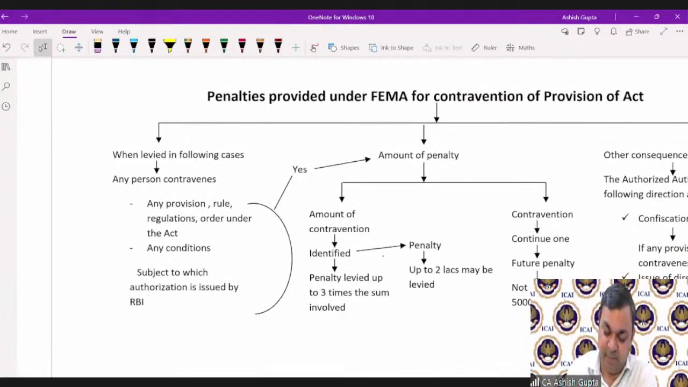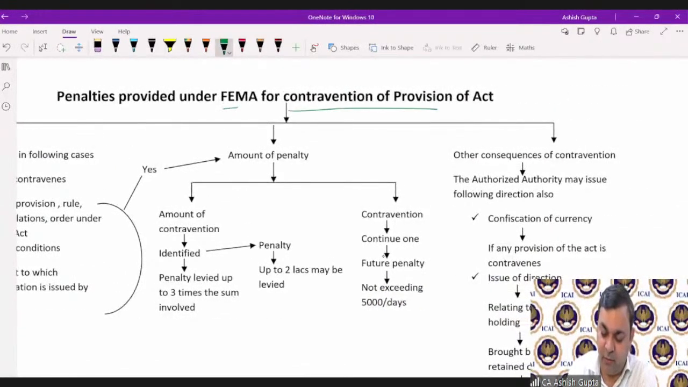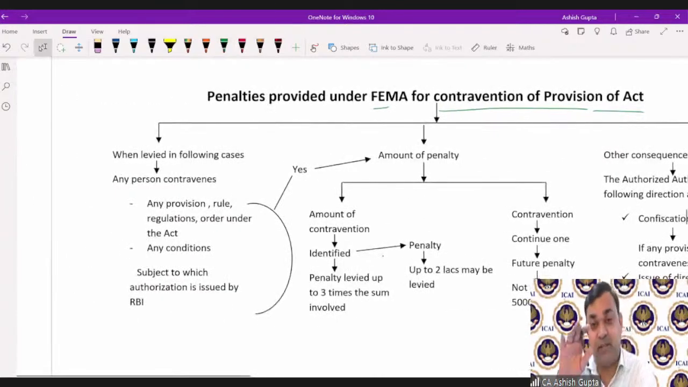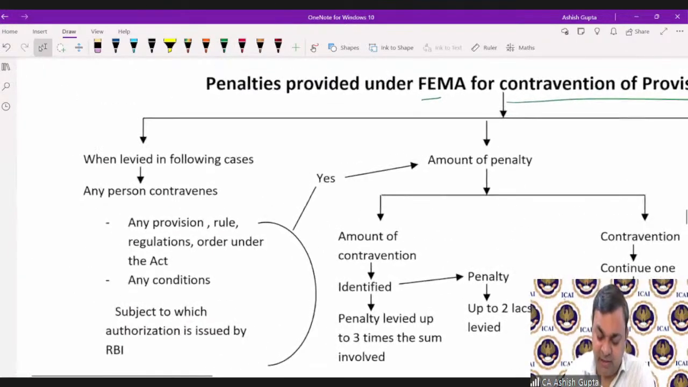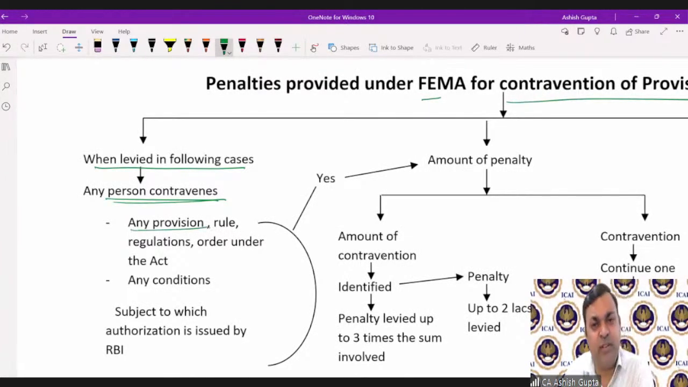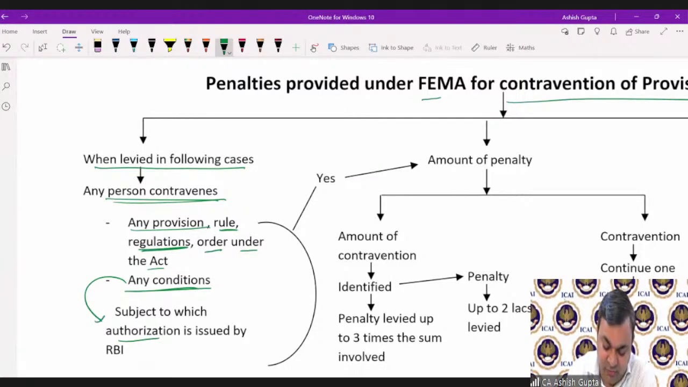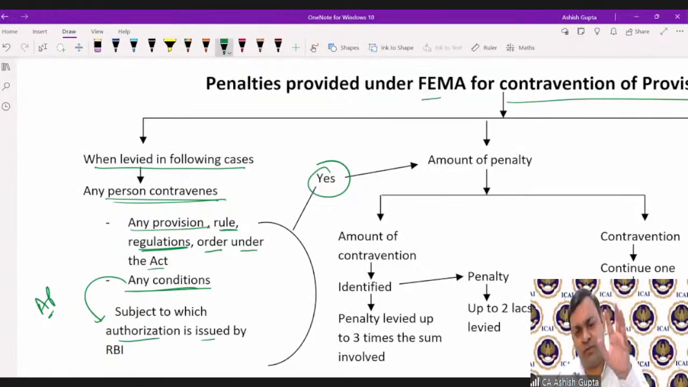Read further. Penalties provided for under FEMA for contravention of provisions of the Act. Now, this is important, when this penalty is levied. If any person contravenes the provision, rules, regulations, order under this Act, or any condition subject to which authorization is issued, means we are talking about the AP part: authorized person, authorized dealer, money changer, offshore banking units. Yes, the person contravenes any provision of the Act, rules, regulations.